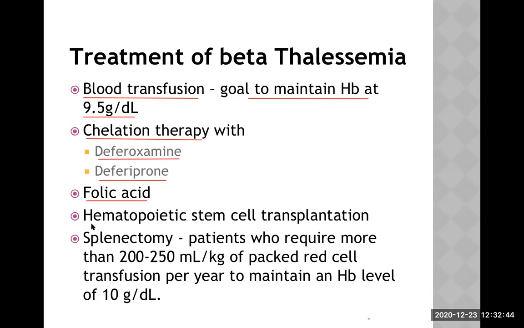The definitive treatment in this case is hematopoietic stem cell transplantation. This is known as bone marrow transplantation. It is just another term. This is the definitive therapy. And as far as possible, we should always promote this type of therapy quite early in life, before that child gets a lot of blood transfusion. Then there is a high chance of success of this type of therapy.